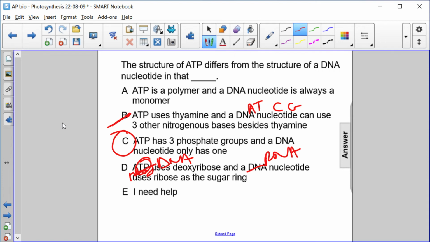So in DNA, we would expect a nitrogenous base like adenine, the same we see in ATP. The sugar, deoxyribose, in this case for DNA, and then a single phosphate group. Whereas in ATP, we have 3 phosphate groups. So the answer here is C.